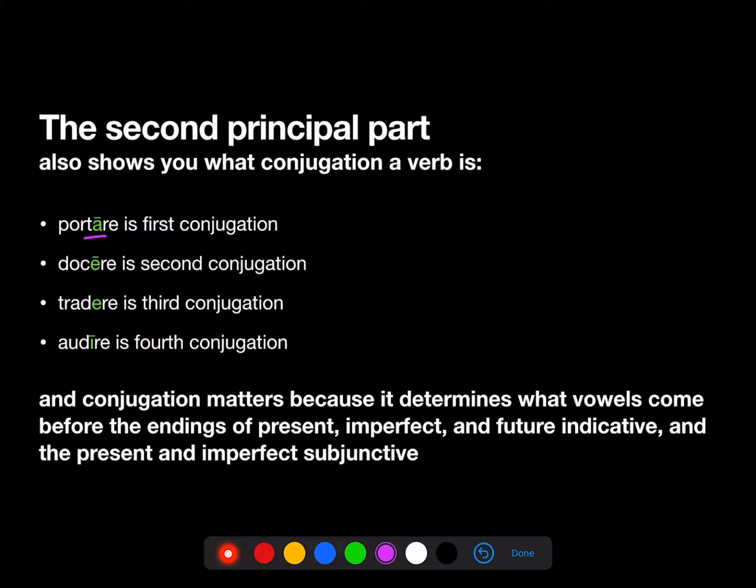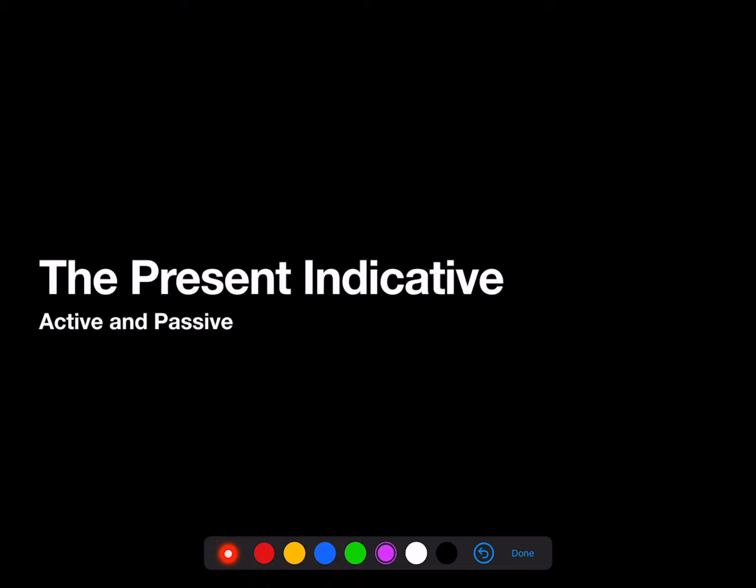If it has a long A, it's first conjugation; a long E, second conjugation; a short E, third conjugation; a long I, fourth conjugation. And conjugation matters because conjugation determines what vowels come before the endings of the present, imperfect, and future indicative, and the present and imperfect subjunctive.